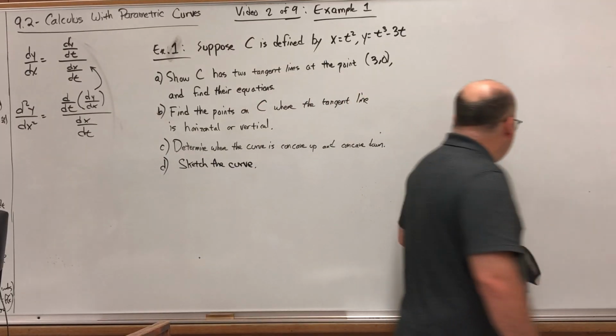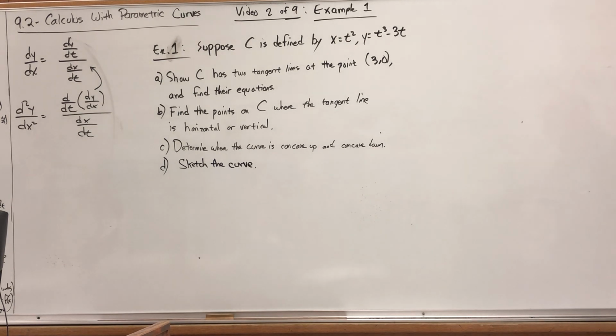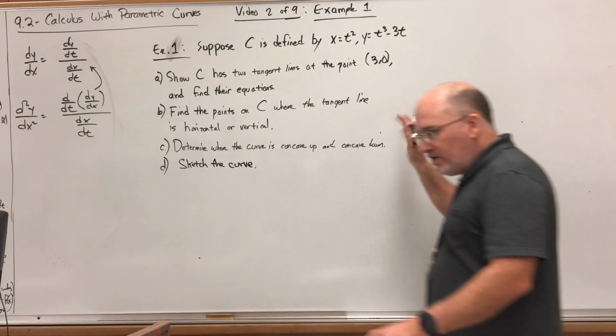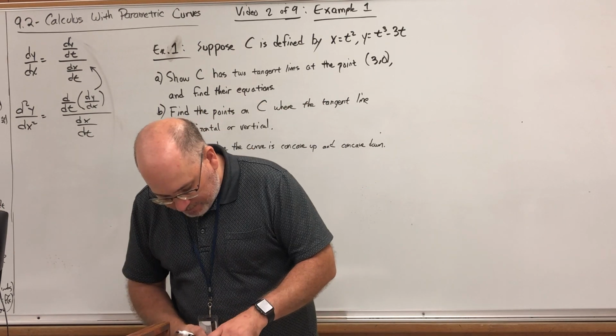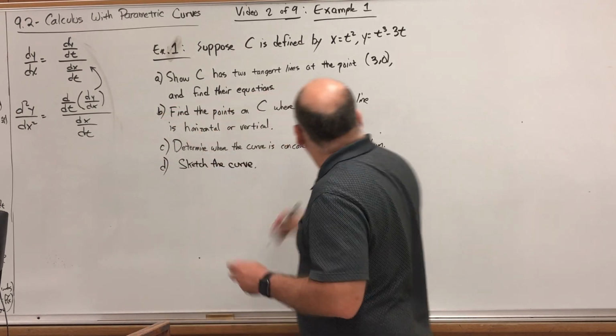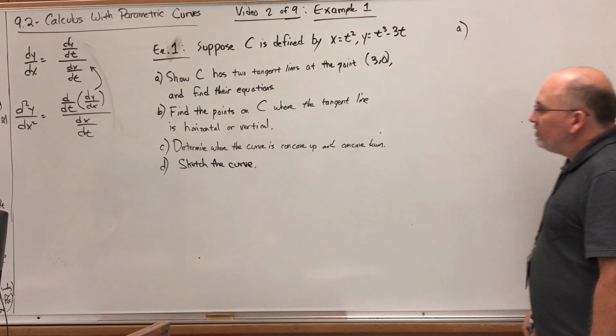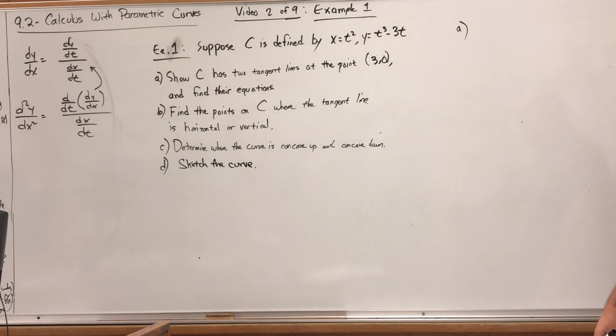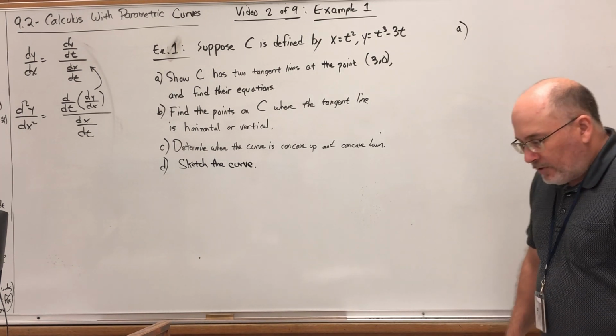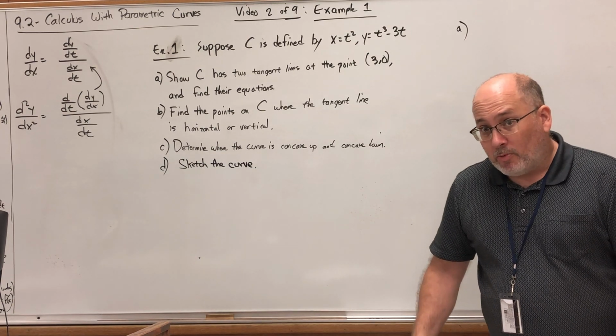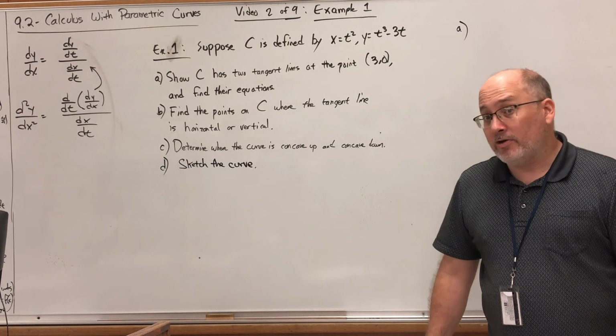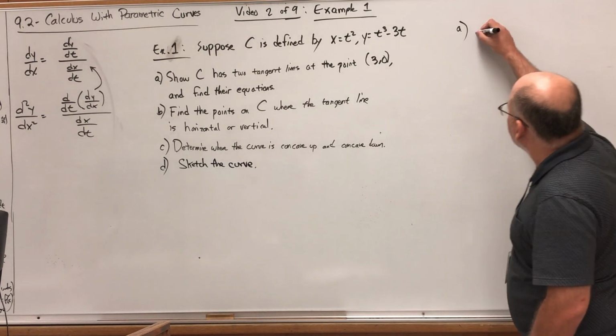I want to do all this in one video, and I do have limited space. So as we answer these questions, I will probably put the results over here, erase it, and start over with the next part. Let's start with part A. Show C has two tangent lines at the point (3, 0). Well, if we're going to talk about the point (3, 0), we should probably figure out what the value of the parameter is at that point.